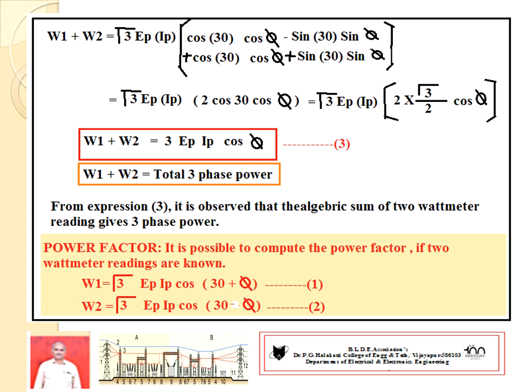It is already well known that 3 times EP IP cos phi gives the total 3-phase power. Hence from the above expression it is clear that the algebraic sum of 2 wattmeters measures 3-phase power. If in the examination a derivation is asked, up to here you can go, and also show the calculation of power factor, meaning continue. So power factor, it is also possible to calculate with knowing the wattmeter readings.